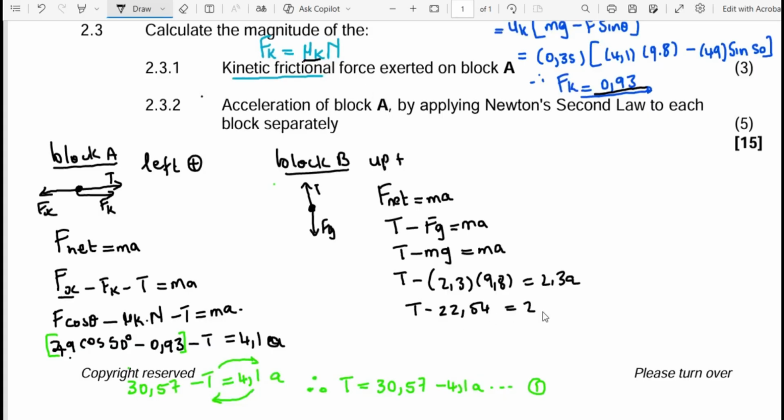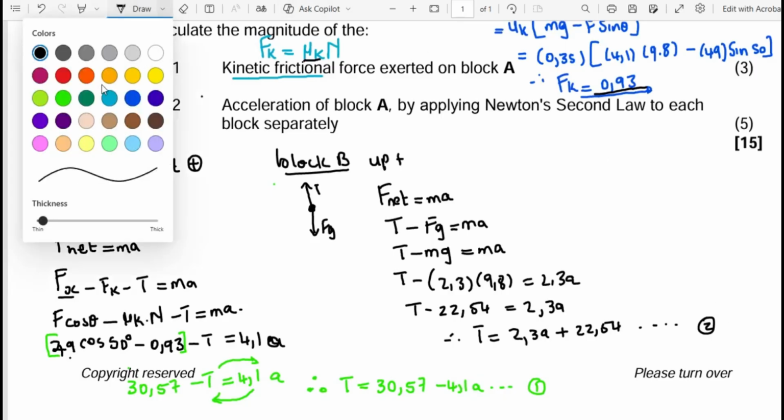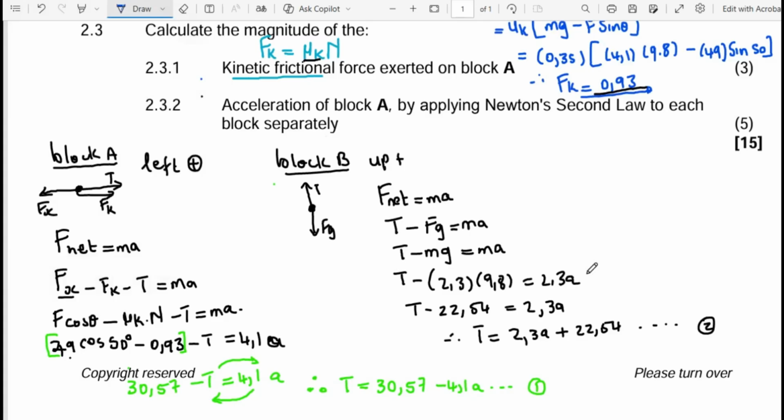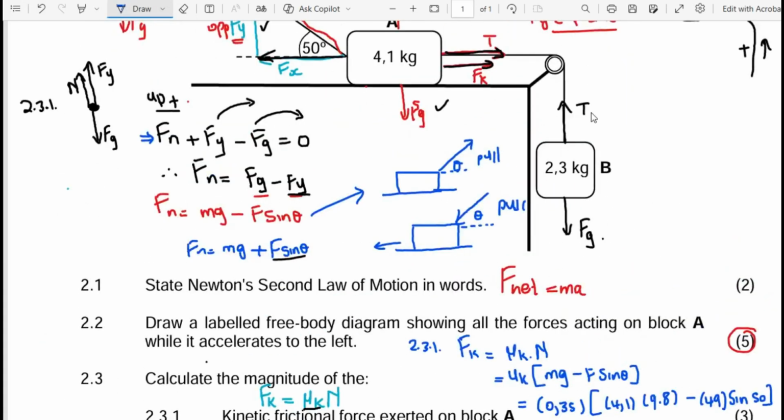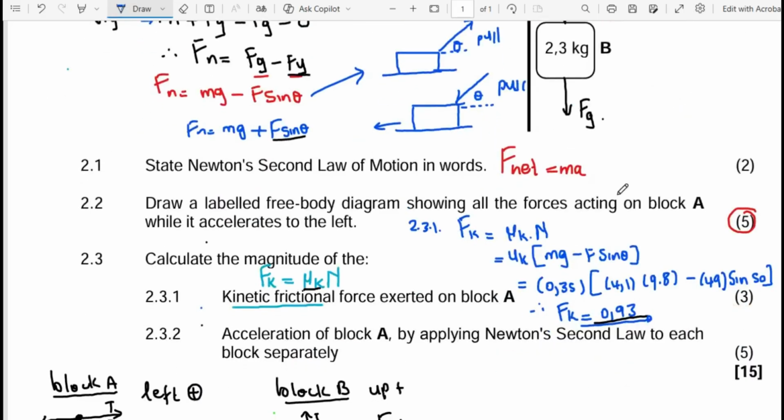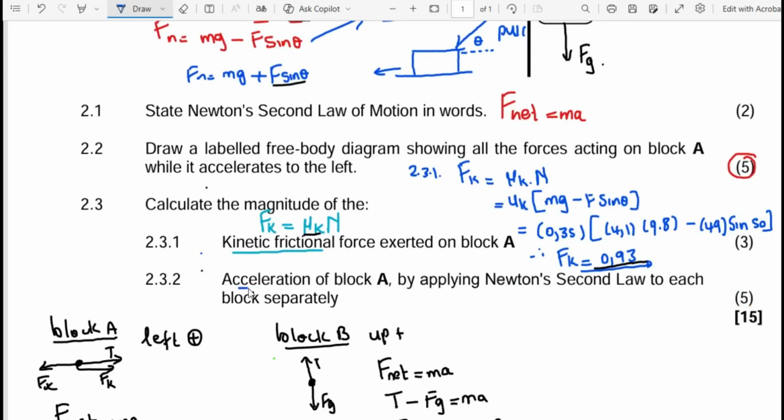It equals 2.38. So what will tension be equal to? 2.38, we add that 22.54. This will be my equation 2. So what can we do with the information that we have now on the board? This is easy. We know that tension is the same, right? If I call this T1 and I call this T2, T1 equals T2. So we can equate the two and solve for the acceleration that they are looking for.